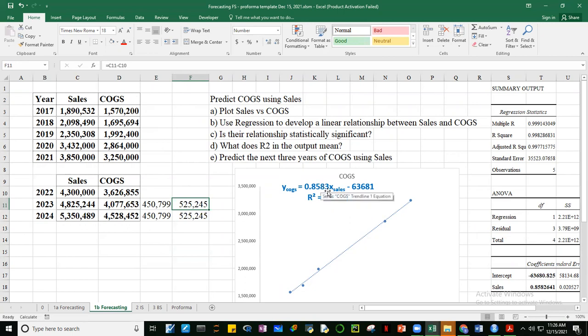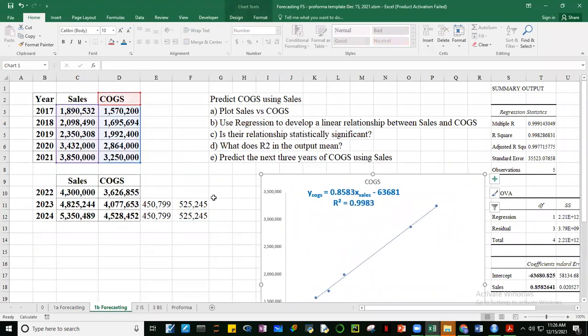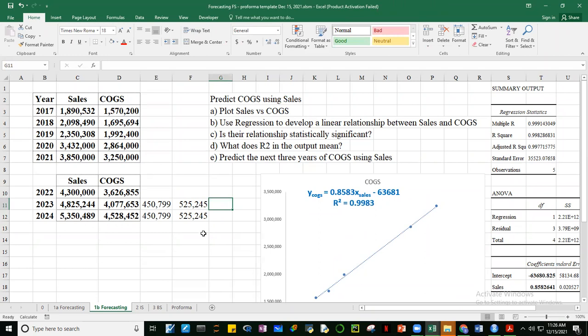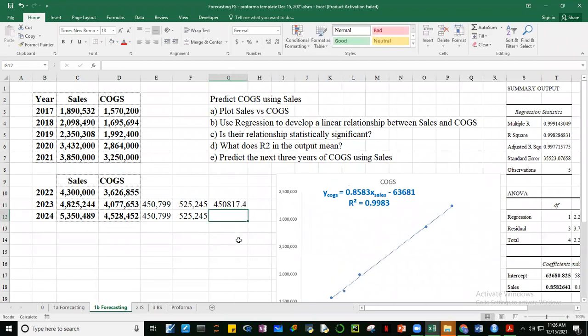Pero ito guys, itong 0.8583 na yan, ibig sabihin, for every 1 unit increase in sales. Okay? Ang increase ay ano, the increase is 525245. So, we use this and then multiply it by 0.8, round off lang natin to 8583. Kasi hindi naman talaga 8583 yan, no? Okay, so the increase is 450817. So, medyo malapit, no? Medyo malapit. Kasi hindi naman talaga 8583 yan, no? But that's why we get 450799.